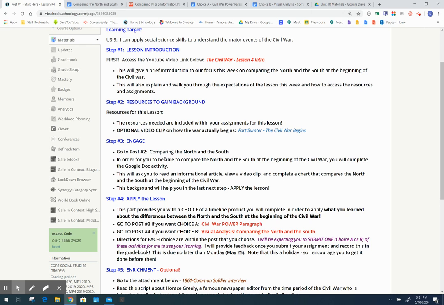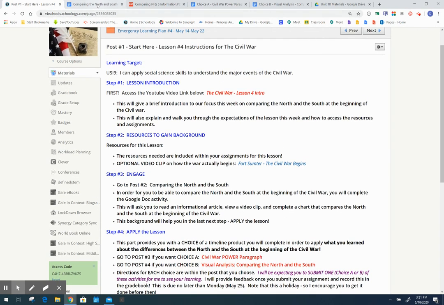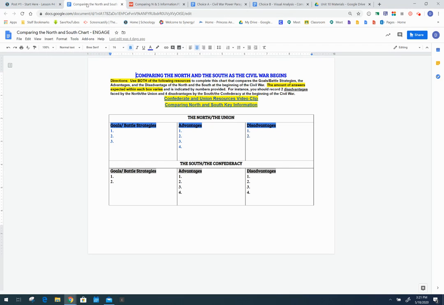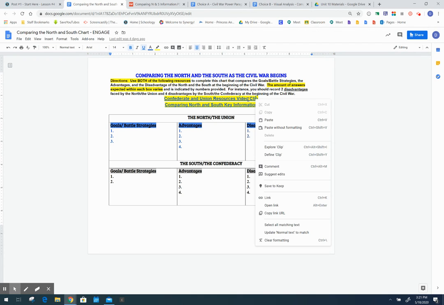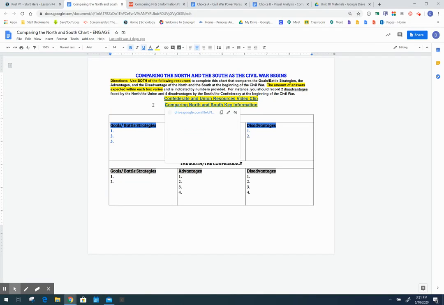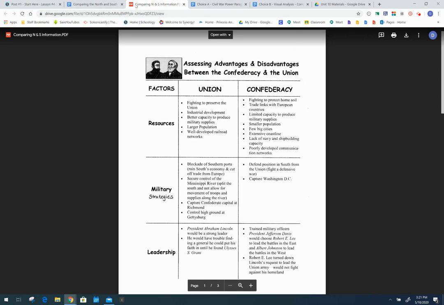For step 3, to engage with the lesson this week and gain some background, you're going to open up a Google Doc that will have you comparing the North and the South as the Civil War begins. I've provided 2 resources that are linked up at the top. One is a video clip, and another is in the form of a chart. So let's take a look at that one.